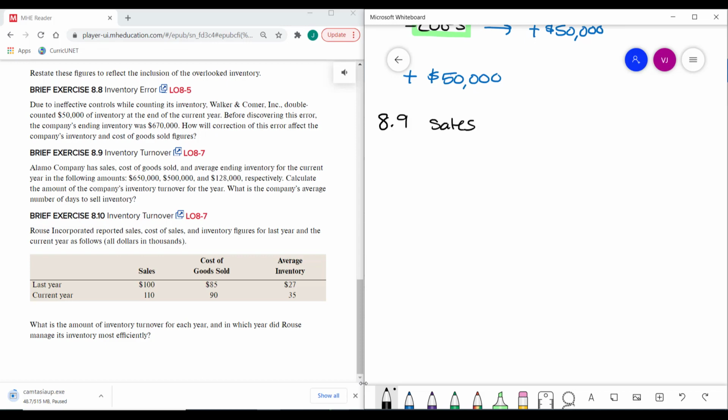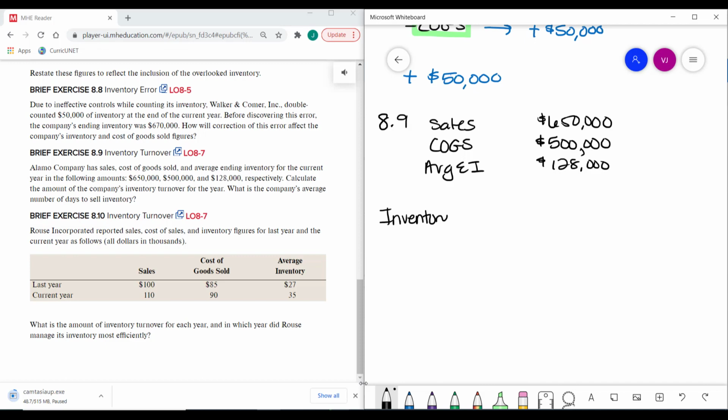Okay, so we have sales of $650,000. We have cost of goods sold of $500,000. And then we have average ending inventory of $128,000. So they're asking us what the inventory turnover is for this company in this year. So inventory turnover is going to be defined as your cost of goods sold divided by your average ending inventory.